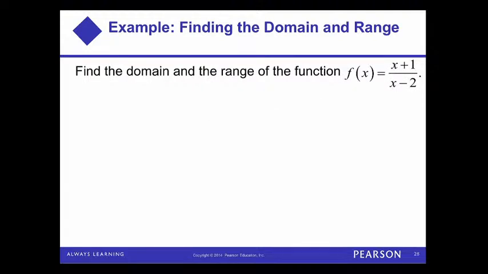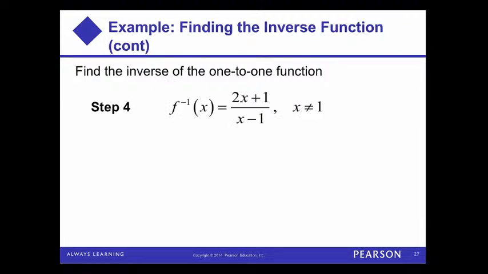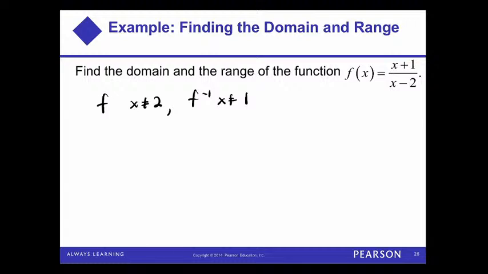I think initially we said, for f, what did we say? X cannot be equal to 2. For f inverse, we said x cannot be equal to, I think it was a 1, right? So that tells us everything that we need to know for domain and range. The domain comes from f, right? So the domain of f is basically everything except 2.